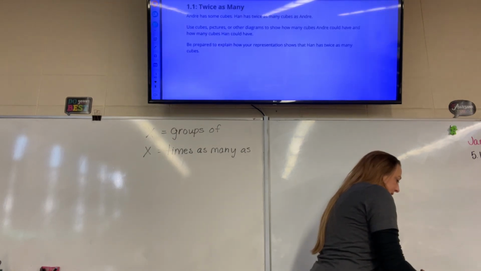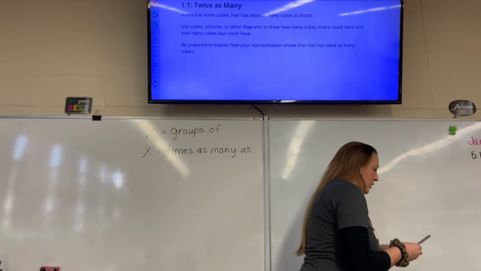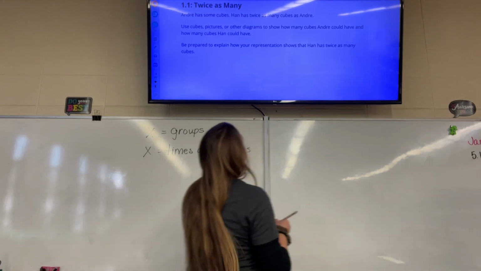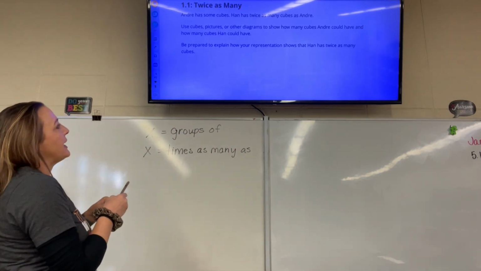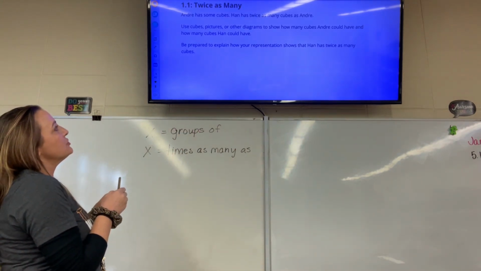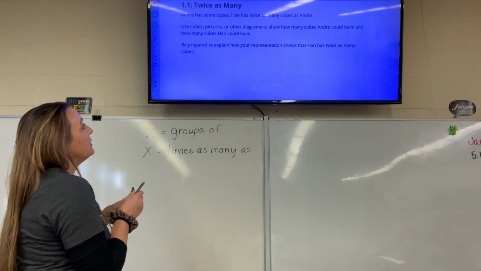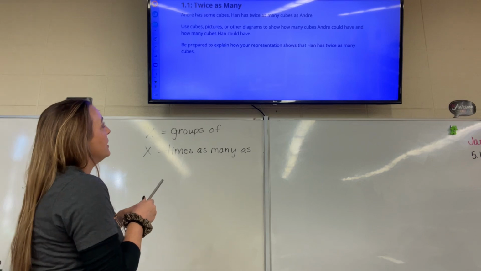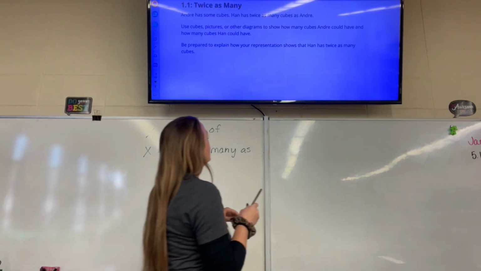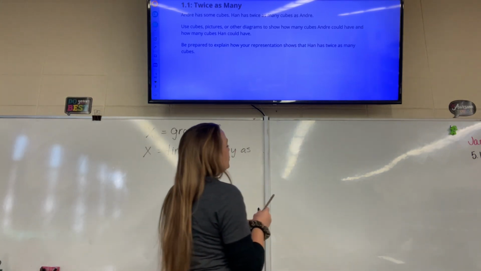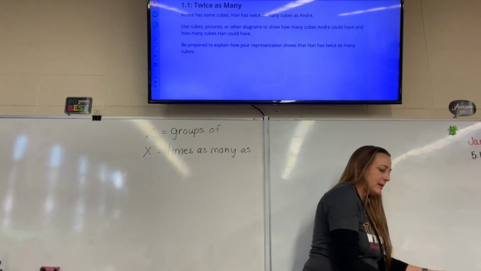It says Andre has some cubes. Han has twice as many cubes as Andre. Use cubes, pictures, or other diagrams to show how many cubes Andre could have and how many Han could have. Be prepared to explain how your representation shows that Han has twice as many.